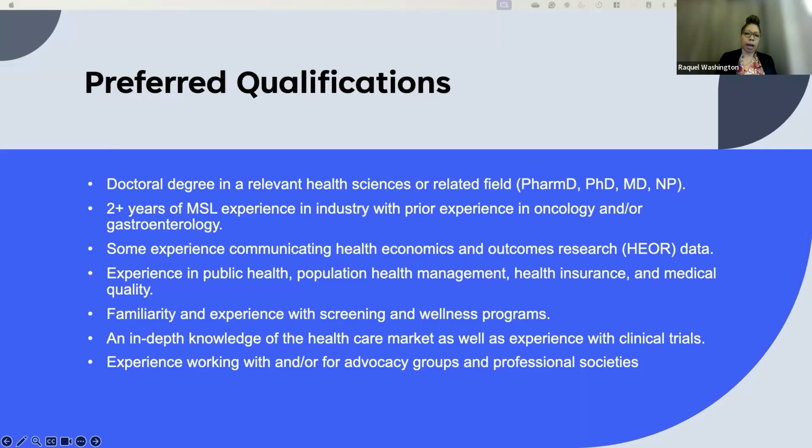Some roles will allow you to come with no experience. Usually in our roles, we're looking for some experience, 2 years or more of experience. A lot of times they want at least 5 years of work experience. And then these are just some different areas. Next slide.